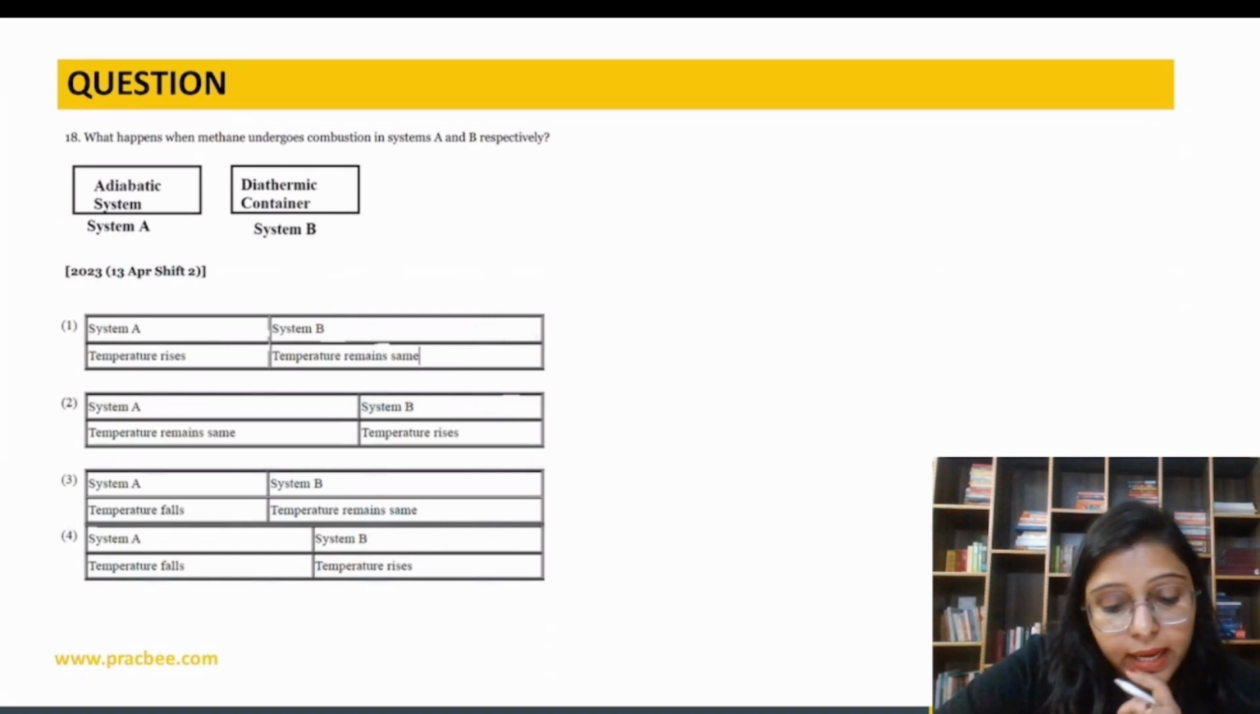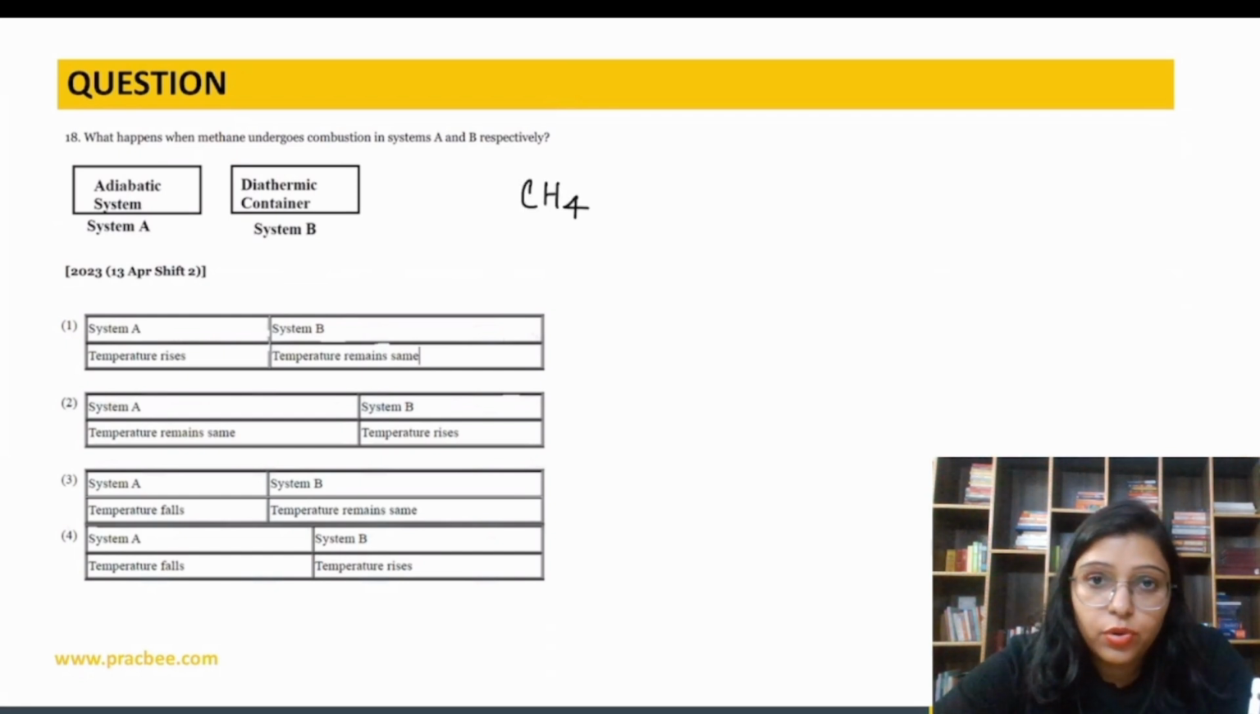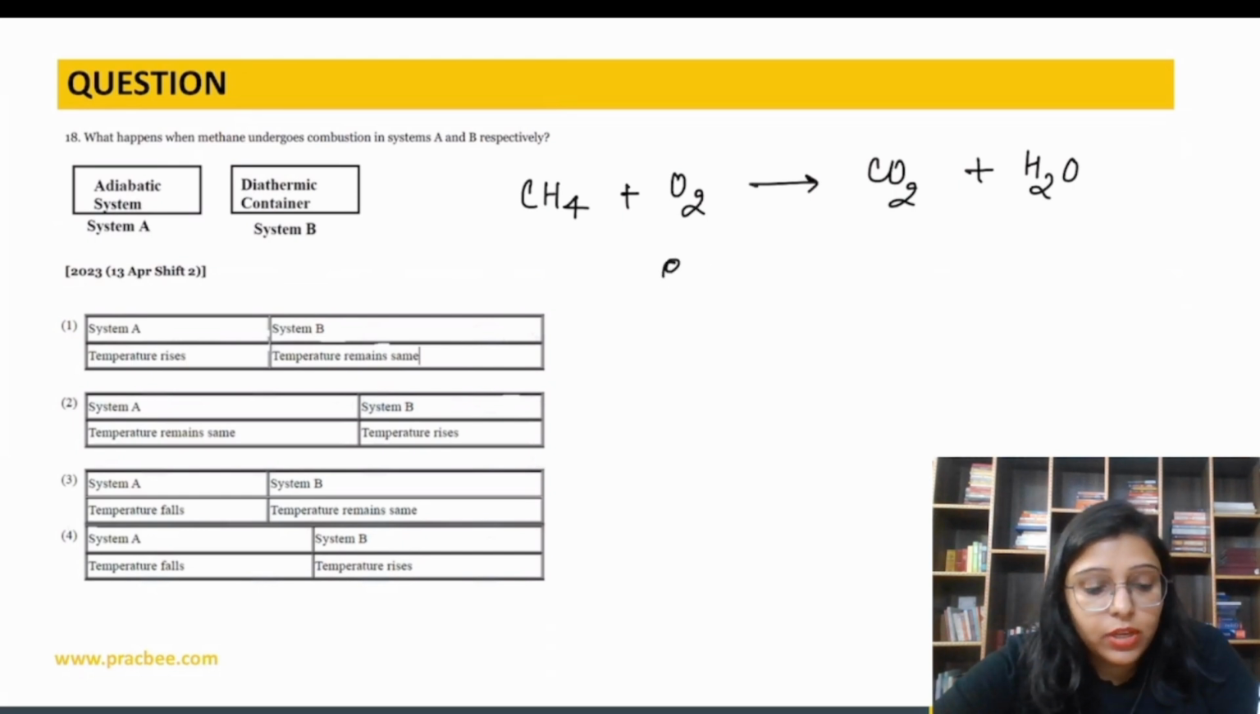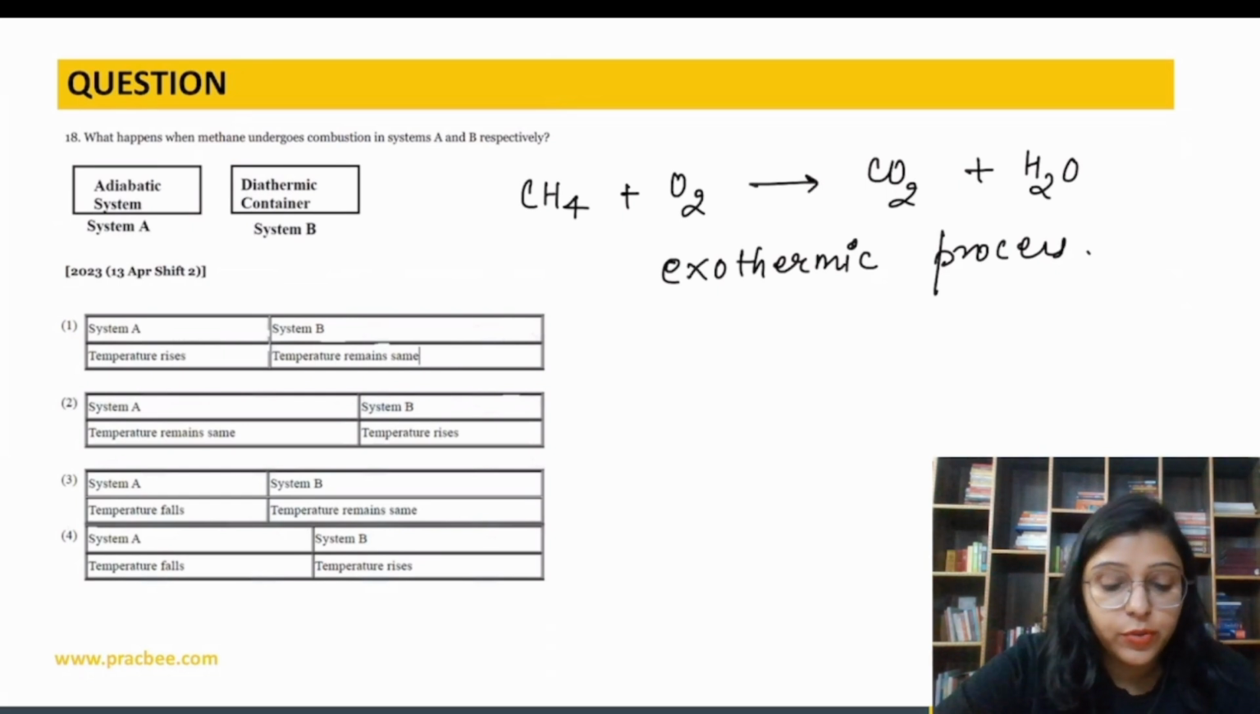What happens when methane undergoes combustion in system A and B respectively? Combustion of methane means CH4 reacting with O2. It gives CO2 plus water, right? So combustion is an exothermic process. Exothermic process means heat is released along with the formation of product.